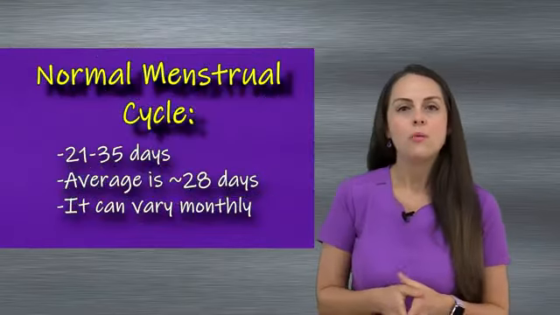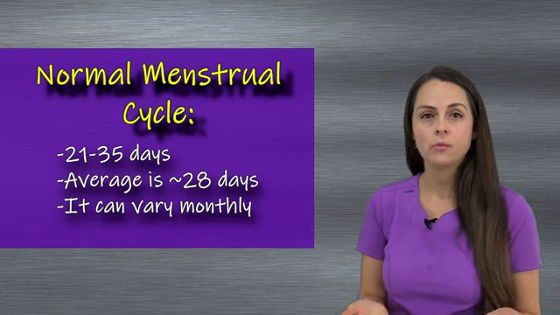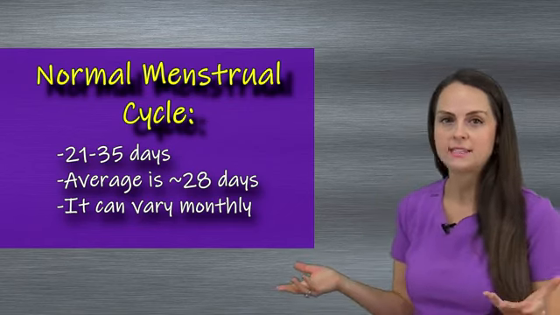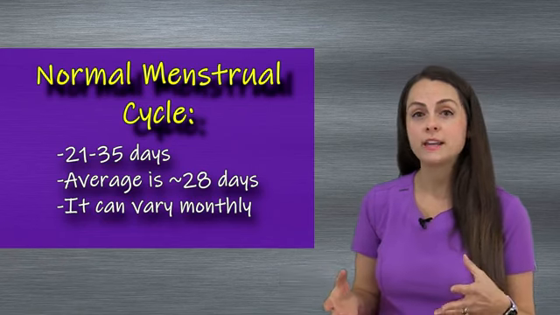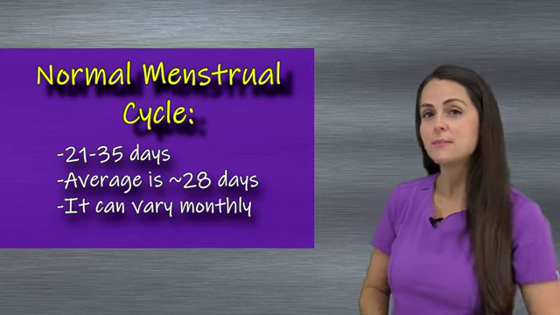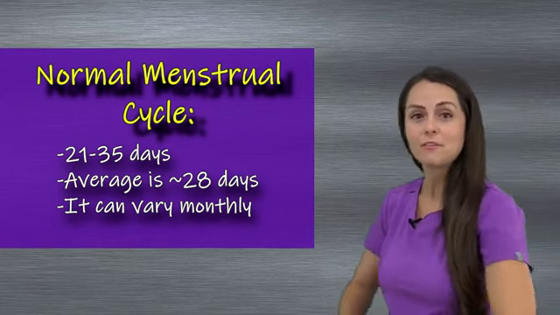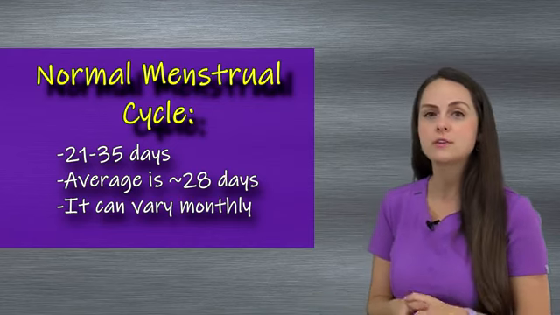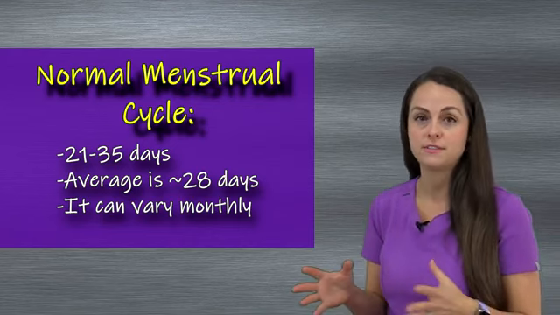Now, what should a normal menstrual cycle be? Well, it can be anywhere between 21 to 35 days, with the average being about 28 days. And it really varies, and it can vary from month to month. One month you may be 28 days, the next month you may be 27, and then that following month you may be 26. But it's still all normal because it falls within that 21 to 35 day range.